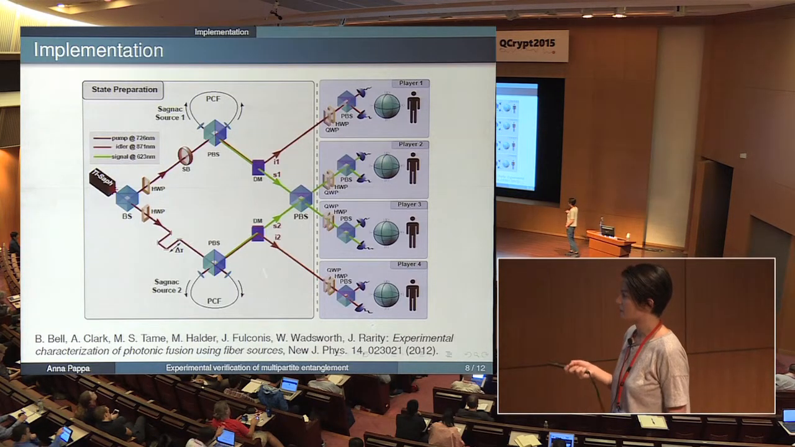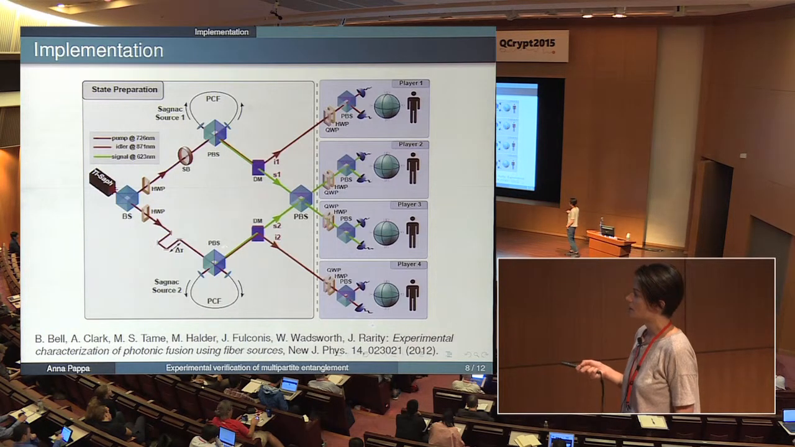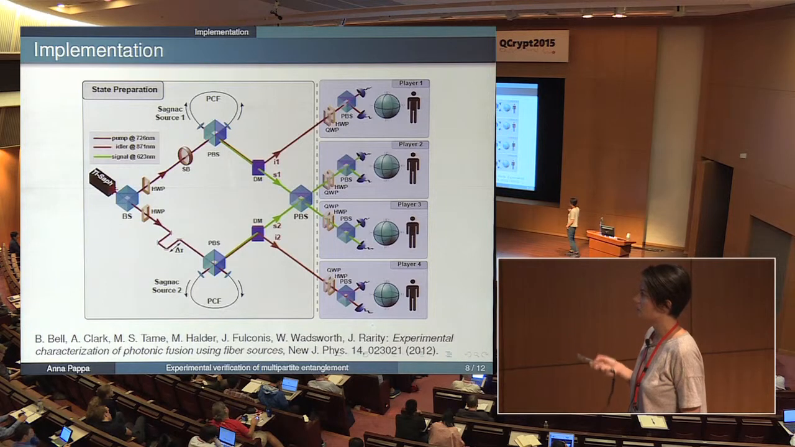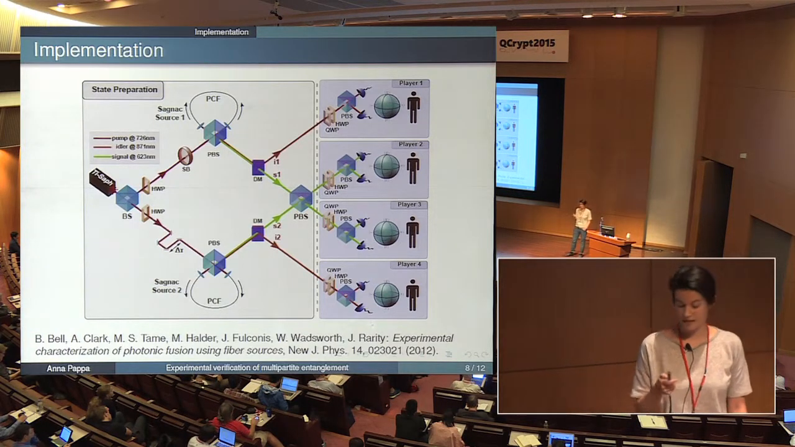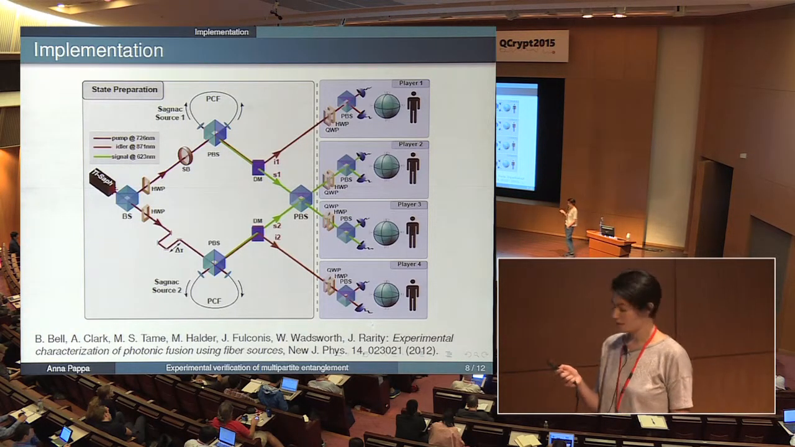use the second Sagnac source. The photons are only pumped one way. So basically there are only 3 entangled photons created here, and this actually gives a slightly higher fidelity.